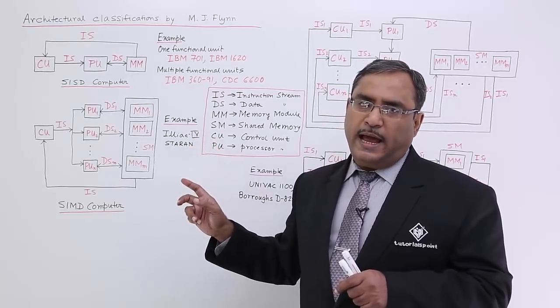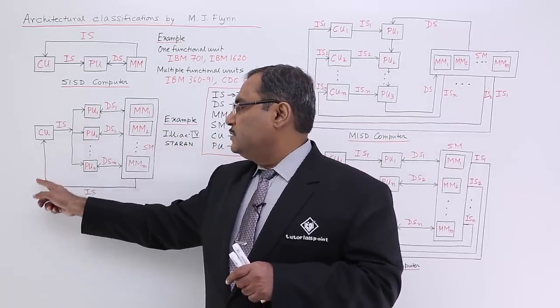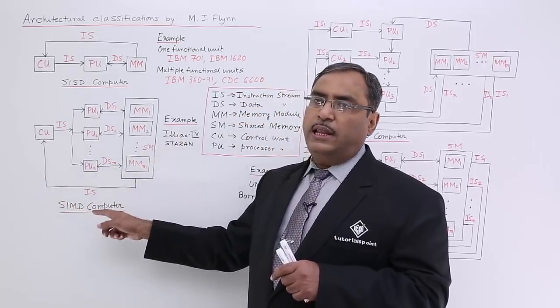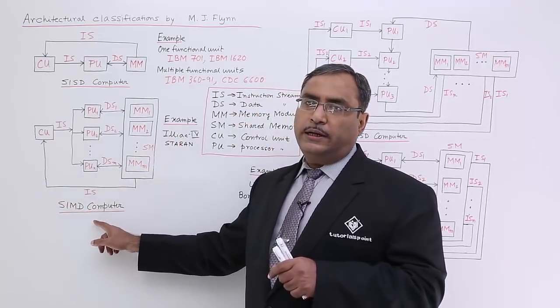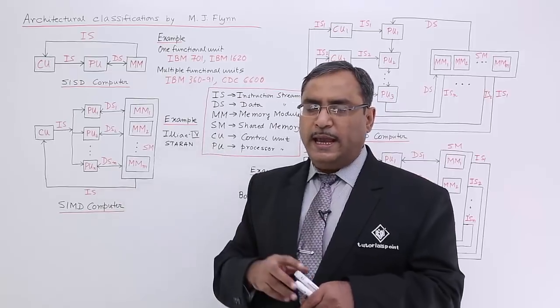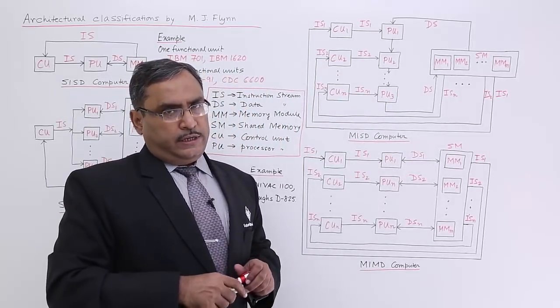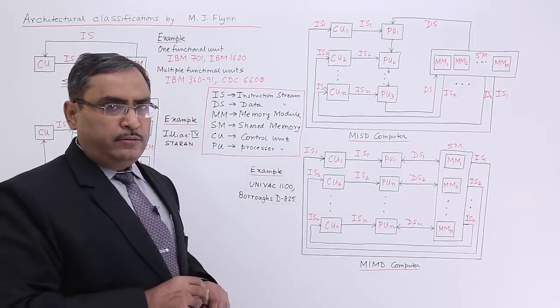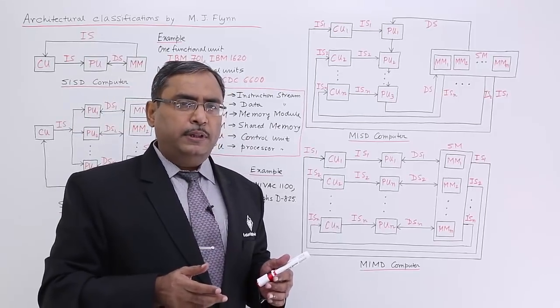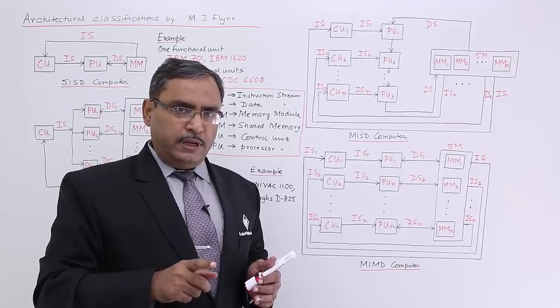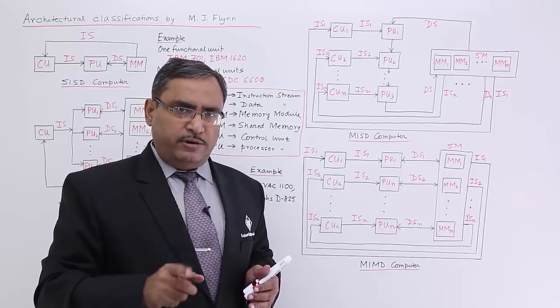So they are nothing but the array processors, and this is one of the real embodiments of this particular architectural model proposed by M.J. Flynn. Next one is MISD computer architecture. In case of MISD, you know the full form, that is multiple instruction stream, single data stream.